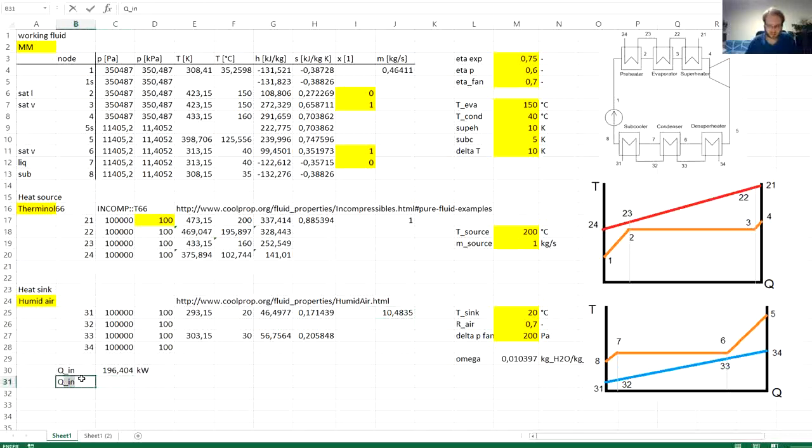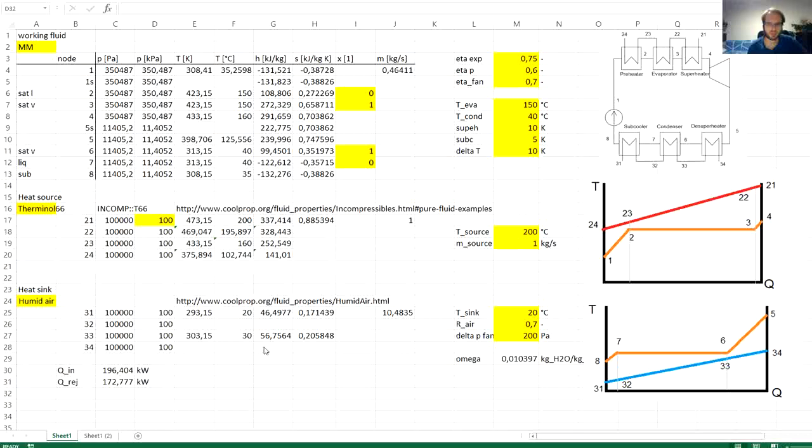And now we can express the rejected heat, which is the mass flow rate of the ORC working fluid multiplied by the enthalpy difference, and now it would be 5 to 8. So enthalpy 5 minus enthalpy 8, and the rejected heat is 172 kilowatts.